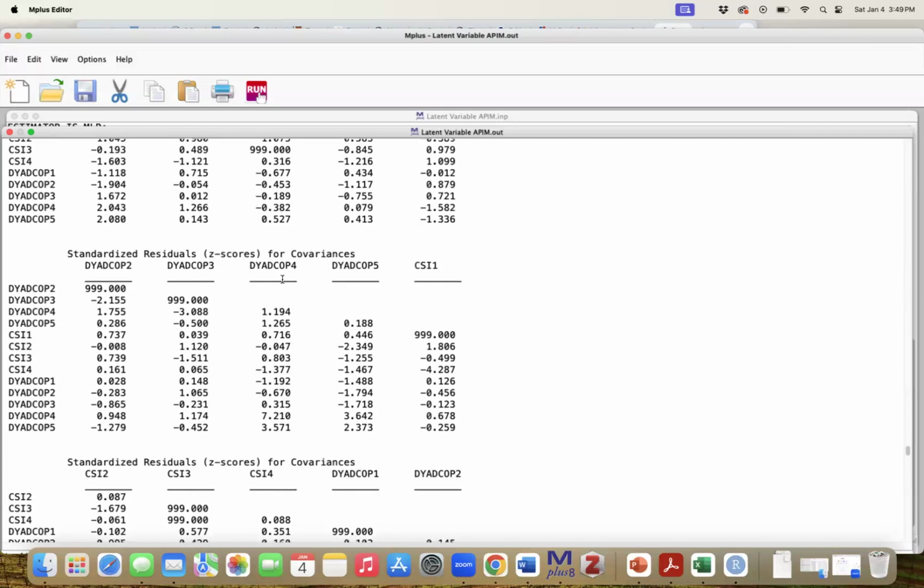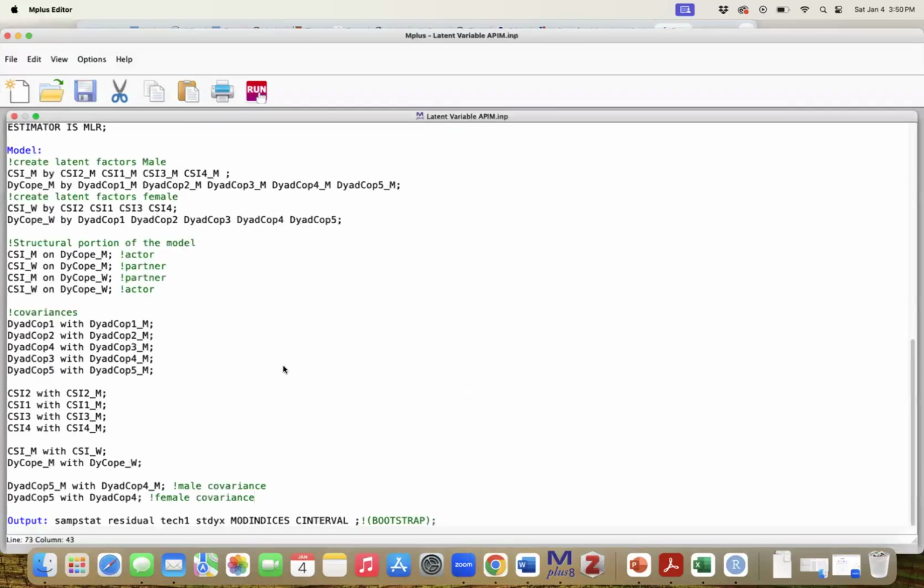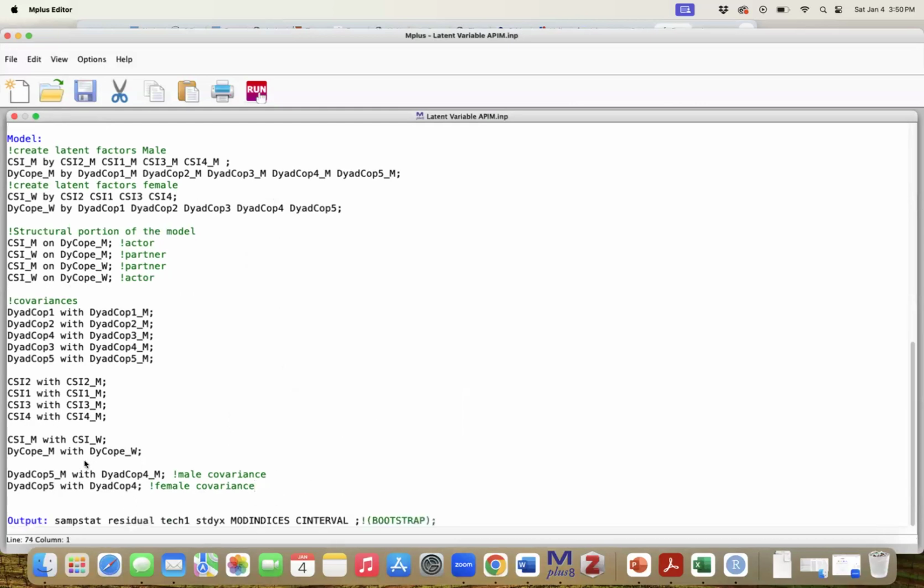But here, what we have is some more problems, right? So we have, it's really these four, these and these. So this means that 4 and 5 for men and 4 and 5 for women are still being overestimated. So it actually does make a little bit of theoretical sense to correlate men's item 5 with women's item 4, right?